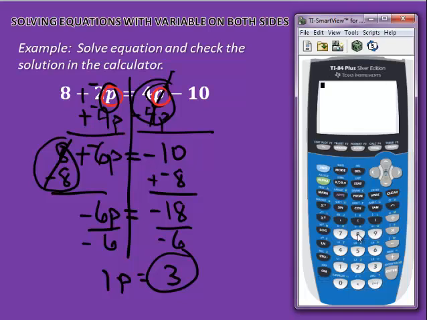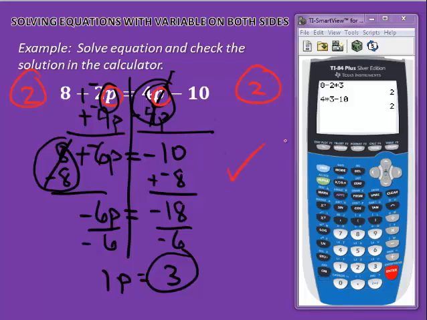So I'm going to start out by doing 8 subtract 2 times 3. When I do that, it gives me 2 on the left side. So I get 2 here. And I'm going to do the right side, 4 times 3 minus 10. Press enter. Gives me 2 on the right side also. So since they're both the same, I know my answer is correct.